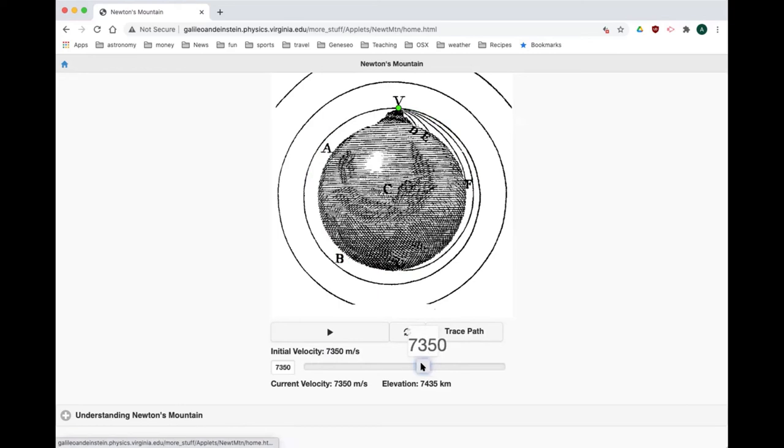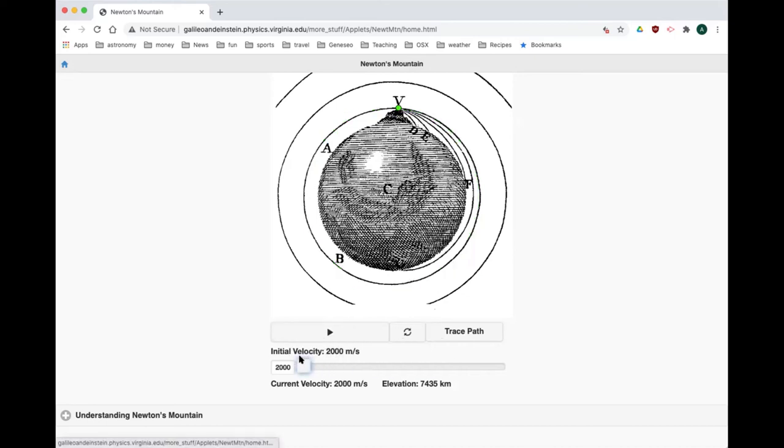If we go to about 7,250 meters per second, the cannonball enters basically a perfectly circular orbit and comes back and hits you on the back of the head. It never actually lands. And this is what it means to be in orbit.